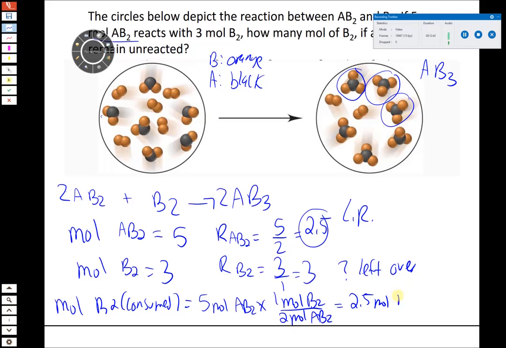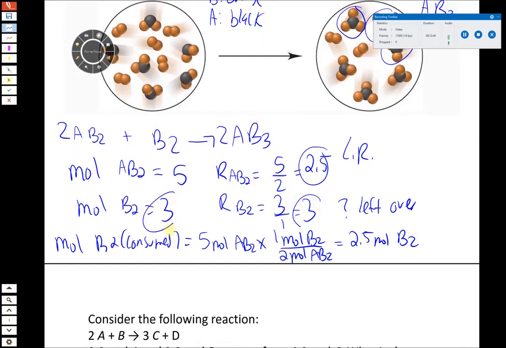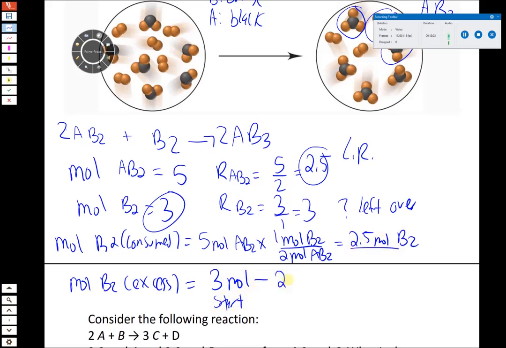So we're consuming 2.5 moles of B2, and we started with 3. That's the wrong 3, but that's the 3 there. So the moles of B2 that are in excess: we started with 3, we reacted 2.5 with our limiting reactant. So we have 0.5 moles left over, and that should be the correct answer.